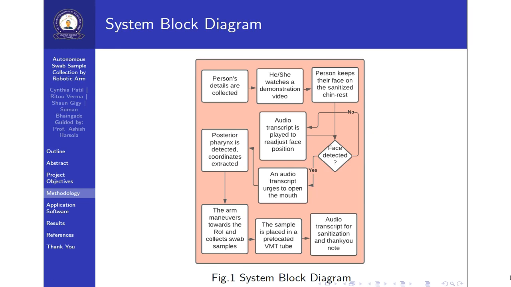The person then keeps their face on the sanitized chin rest, and depending on whether or not their face is detected, an audio transcript is played asking them to either readjust their face or, if that is successful, urges them to open their mouth. After that, their posterior pharynx or the back of the throat is detected and its coordinates are extracted and sent to the ROS environment for computation. This enables the end effector of the arm, which maneuvers towards the region of interest and collects the swab samples. The samples are then placed on a pre-located VTM tube, and an audio transcript for sanitization and a small thank you note is played.